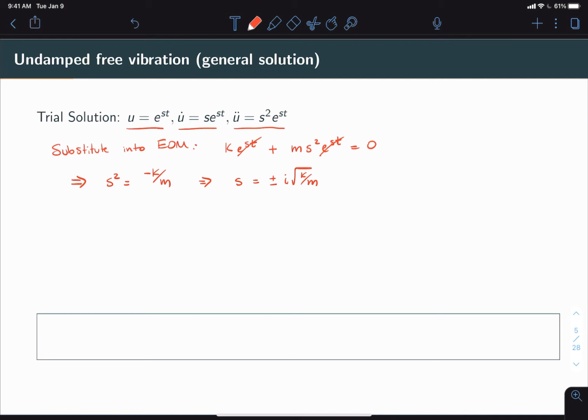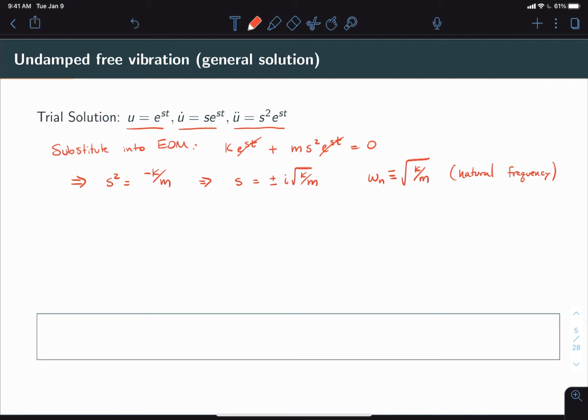Before we set up the general solution though, let's redefine the value of square root k over m as the natural frequency, which we'll call omega n. So this is a very important value that's going to define the rate of oscillations of our system. Keep in mind that k and m are still generic values, so they could change depending on what our equation of motion corresponds to. k is simply the term in front of the displacement term, and m is the term in front of the acceleration term.